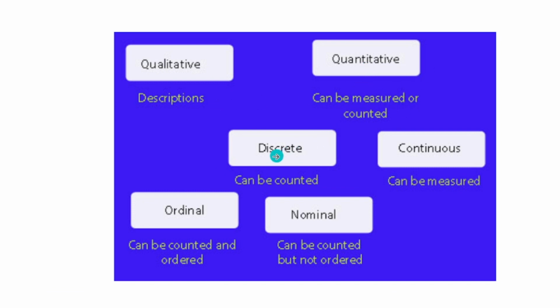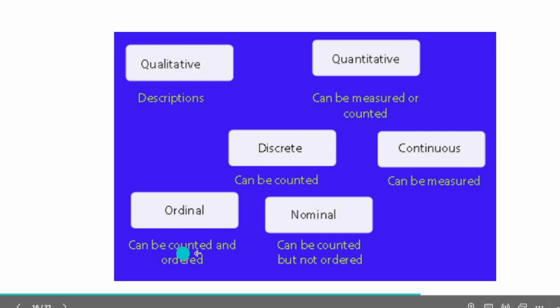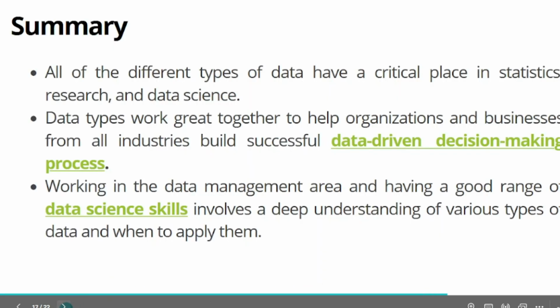The quantitative is of two types, that is discrete and continuous. So one can be counted, this cannot be counted. So you have another type, that is ordinal and nominal. So ordinal can be counted and there is an order. The nominal can be counted, but there exists no order in this particular case.